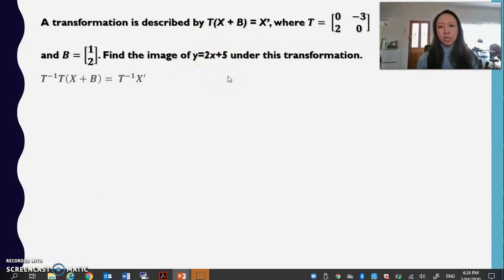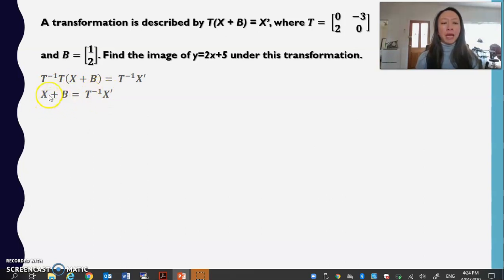So the first thing that we're going to do is, again, make x the subject. So we are slowly getting rid of the other terms that we don't want on the same side as x. Does that make sense? In order to get rid of my T here, I apply T inverse to both sides, and that's how I got rid of the T. So after that, I will have x plus b equals the inverse of T times x prime.